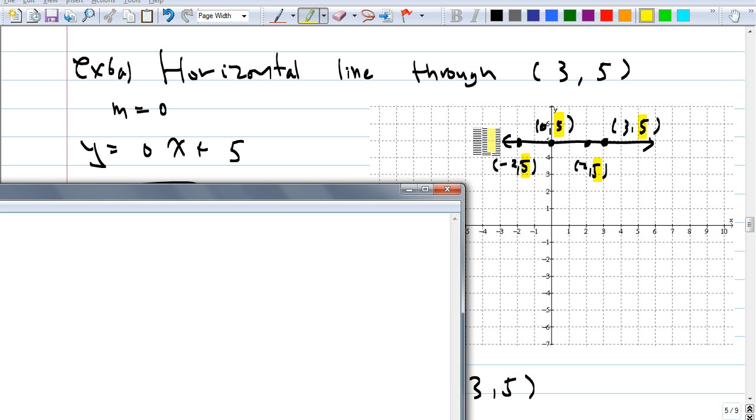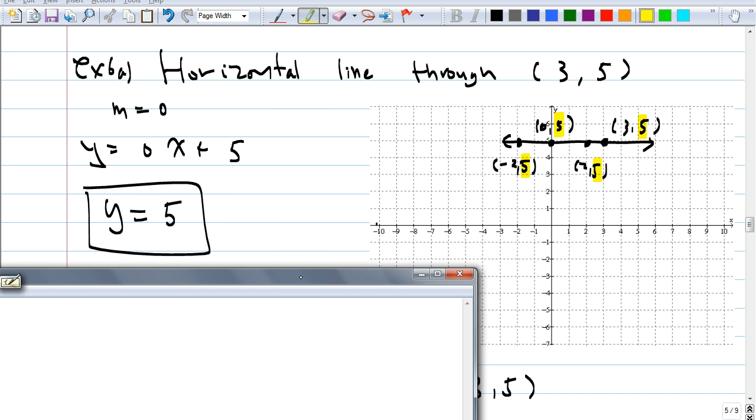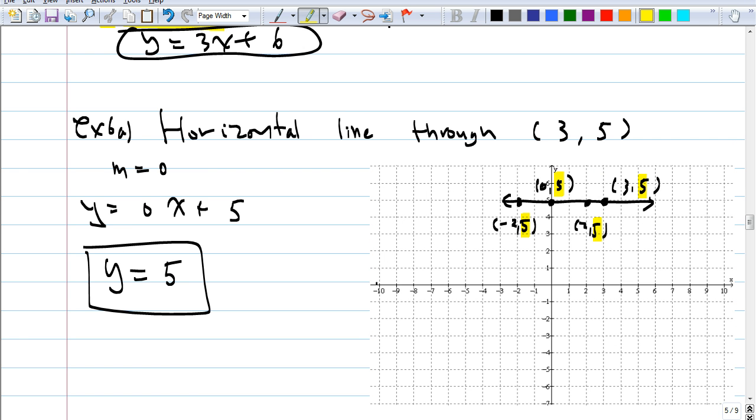So you get y equals 0x plus b. And then you can plug in x, y there. But you're going to plug in 5 for y. You're right. So the answer is y equals 5, correct? Does that make sense? Yes. So yeah, you could have plugged in y equals 5 there. That's fine. What's another way of thinking about this?